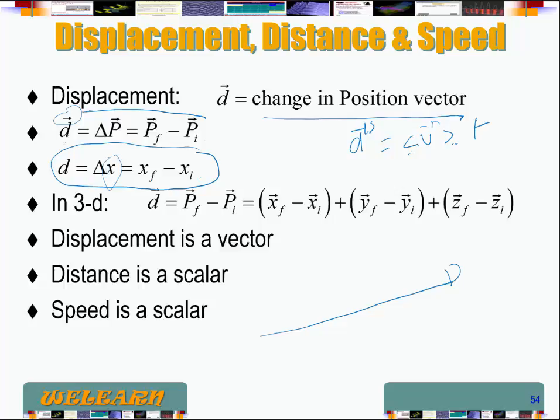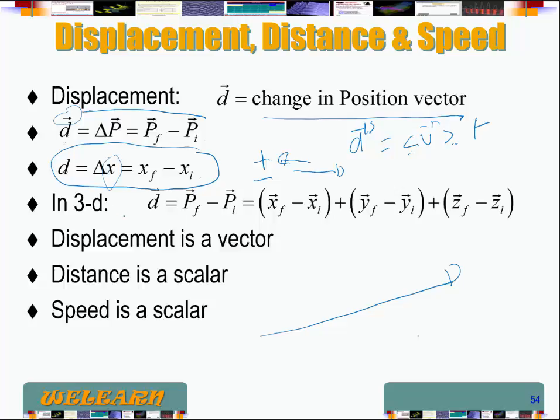Now if we write it down along one direction like this, the positive sign is going to mean the displacement is along a particular direction, and the negative sign is going to tell us the displacement is in the opposite direction of that. So plus is pointing in the same direction as the positive x, minus is pointing opposite to the positive x.